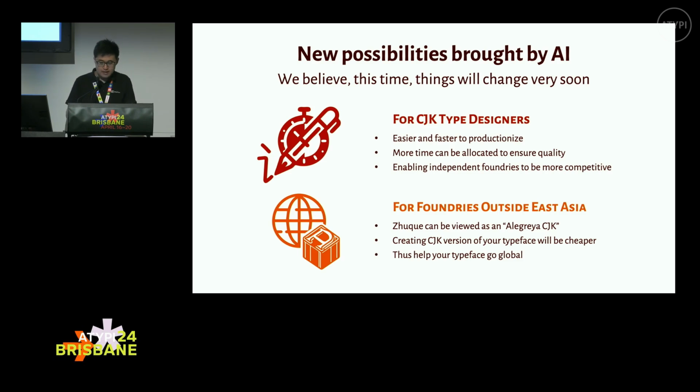For foundries outside East Asia, the implications are also exciting. Just think of that. Zhuque itself can be viewed as an allegory of CJK, so if producing a CJK version for your typeface will soon become more affordable, potentially it will bring you some good chances to make your typeface go global. AI is a neutral force. Whether it will bring us good or bad depends on our choices. So here's to hope and to working towards a bright future.